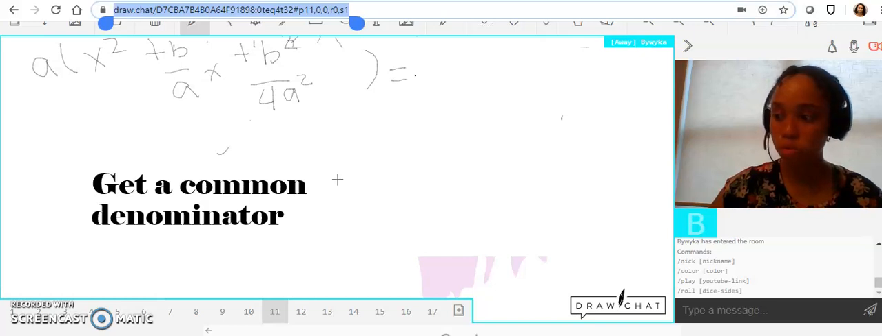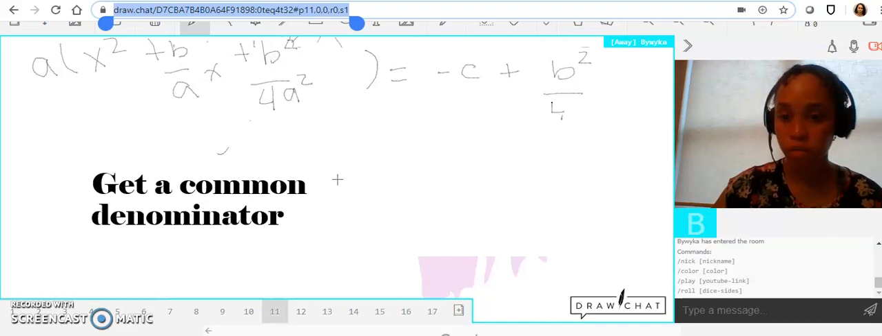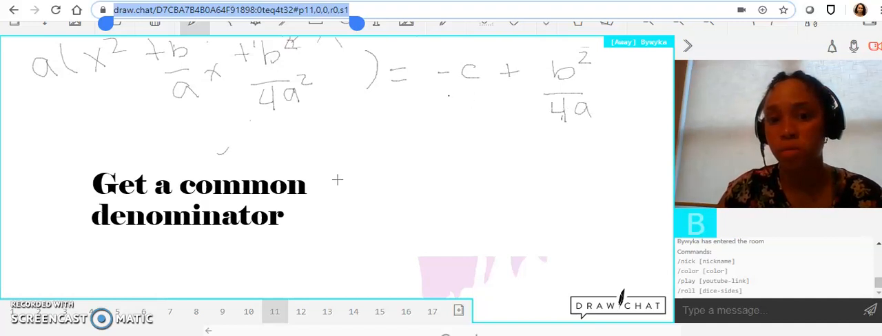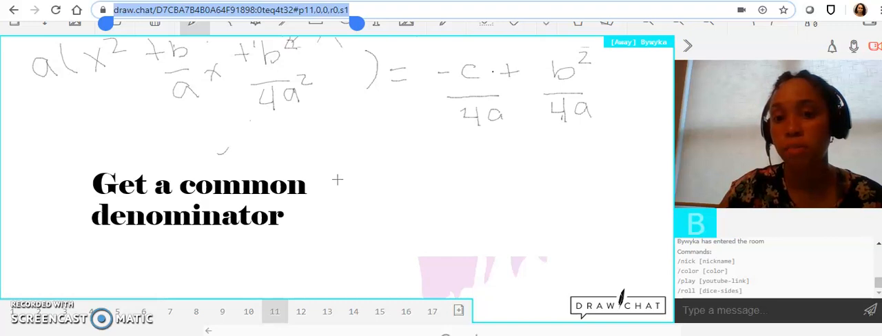Is equal to, remember we had negative c plus b squared all over 4a. Well, I want this to have 4a also, so I'm going to put 4a here. Remember, whatever I do to the bottom, I have to also do to the top. So it's like multiplying by a form of 1, right? So I have 4a over 4a, which is 1, times negative c. So I just changed the form.